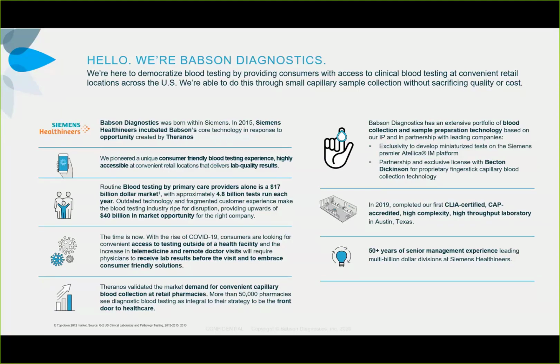Theranos had a very broad and bold business plan to deliver capillary blood diagnostic technology that would be dealt out of retail pharmacies across the U.S. However poor their execution of their business plan was on the technology side, Siemens and Babson Diagnostics believed that democratizing blood testing and offering a consumer-friendly blood testing experience which is highly accessible was key for the future of diagnostics.